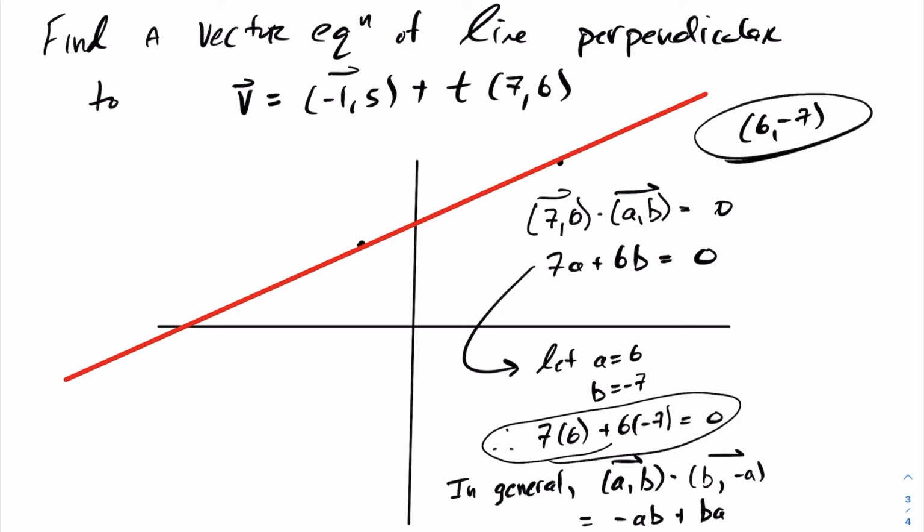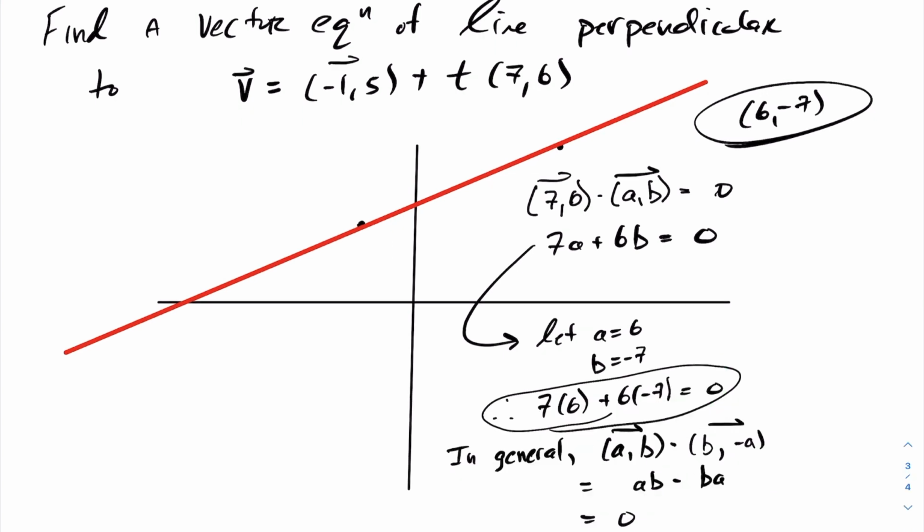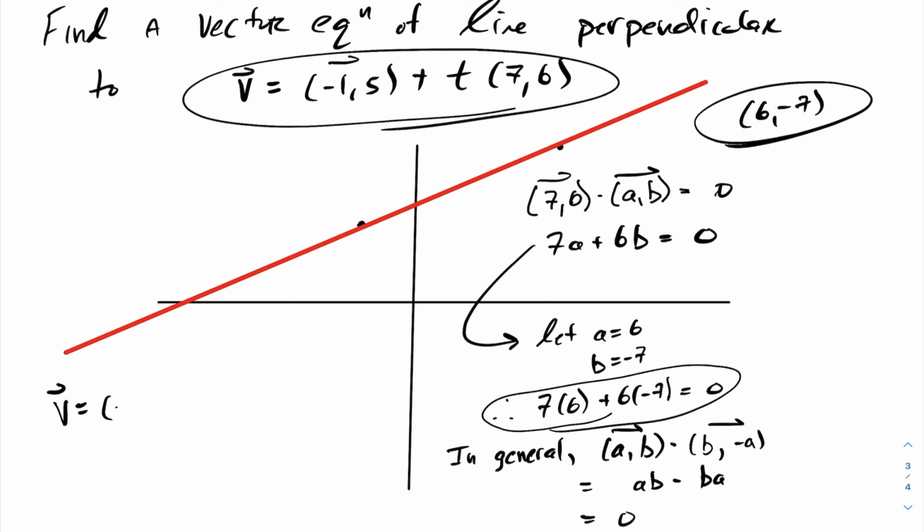Notice in general, given a vector (a, b), if you want to find a vector perpendicular to it, just take its dot product with (b, -a). Expanding this out, we get ab minus ba, which is 0. So one possible answer for a vector equation perpendicular to the one we found above would be (-1, 5) plus any scalar multiple of (6, -7).